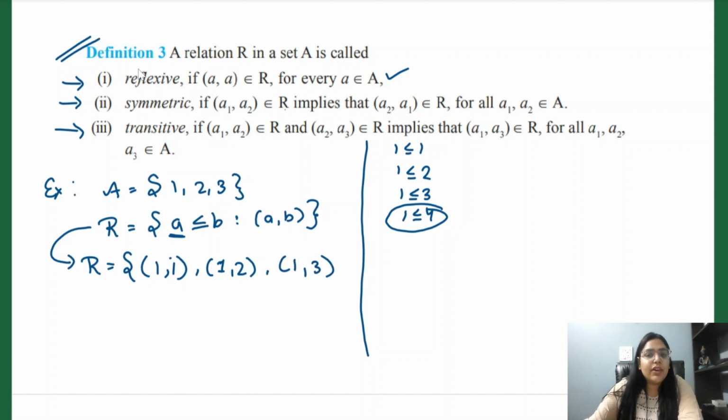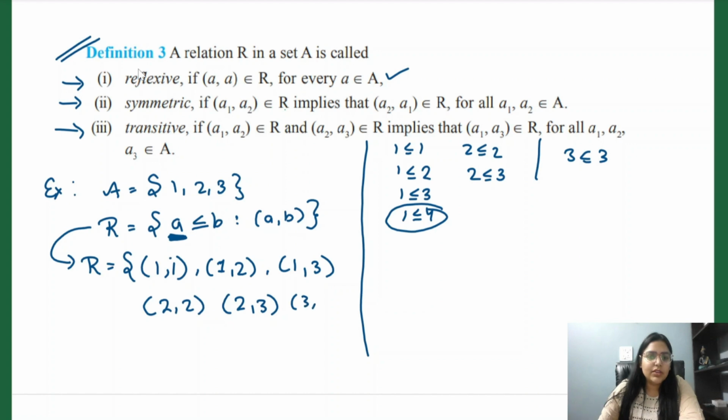Similarly, let's look for if the value of A is 2. If the value of A is 2, so 2 is less than equal to 2. 2 is less than equal to 3, and that's all. Can you think of another pair? I can't, but if you know, let me know. So let's write 2 comma 2 and 2 comma 3. And for 3 it will be 3 less than or equal to 3. So that's it. Now we have our relation in the simplest form possible.